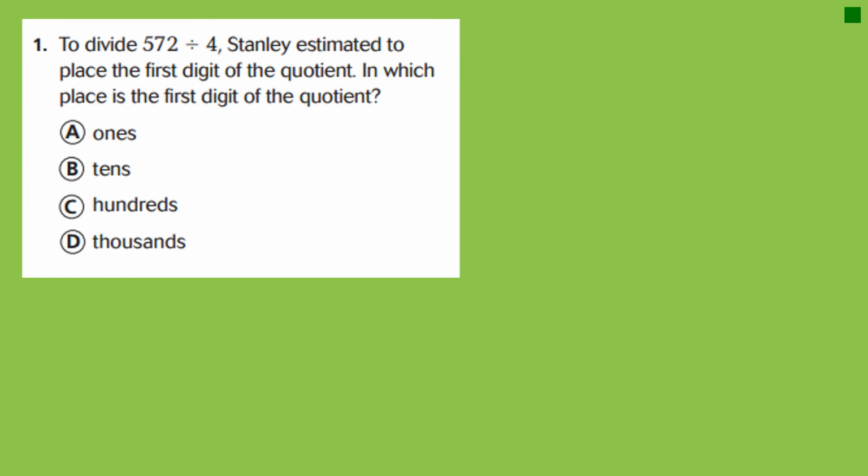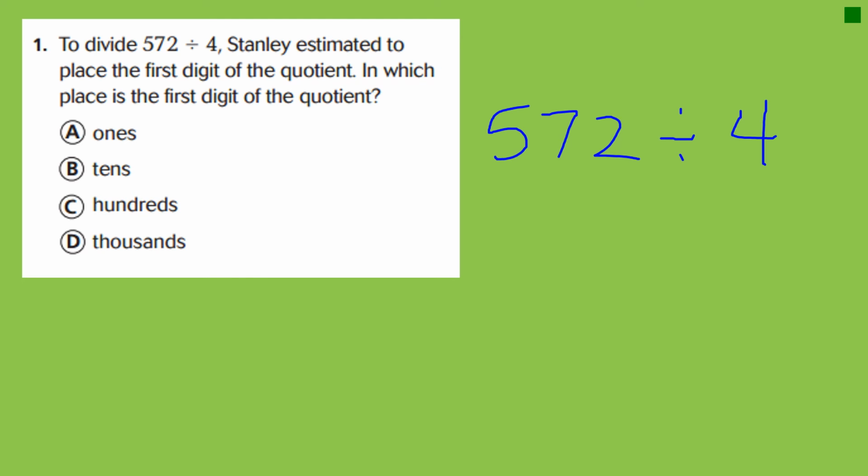All right, so now, I think this is on the back, yes. Turn your paper over to the lesson check. It says, to divide 572 divided by 4, Stanley estimated to place the first digit of the quotient. In which place is the first digit of the quotient? All right, I'm going to rewrite this over here. 572 divided by 4. Now, Stanley estimated.